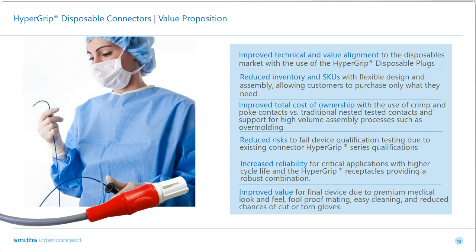We have a reduced risk. Again, we maintain all of the electrical and qualifications of the existing Hypergrip series. And we have the increased reliability, which isn't necessarily so important on a disposable plug. What is important is its support of the reusable side, forgive me. With that backwards compatibility, we have a device that can last much longer in the field and yet still support your disposable applications. We also have an improved value.